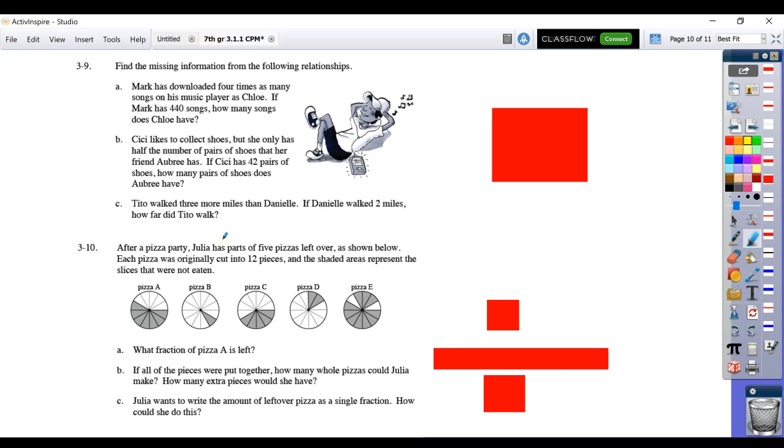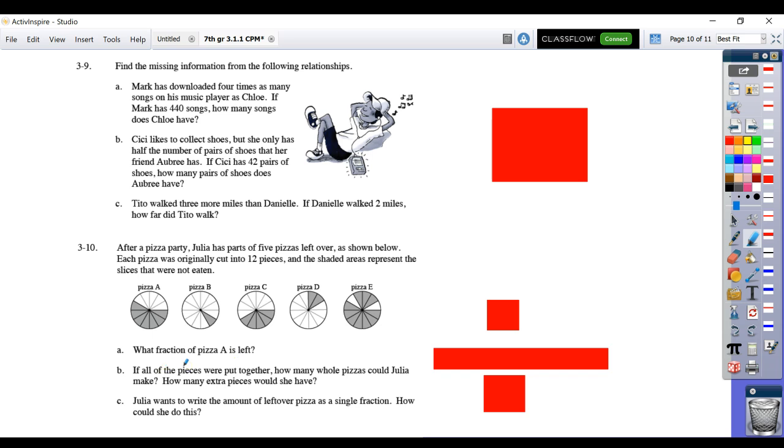For 3.10, it says, after a pizza party, Julia had parts of 5 pizzas left over. Okay, so this is what's left over, this, and this. Each pizza was originally cut into 12 pieces, and the shaded area represents the slices that were not eaten. So A, what fraction of pizza A is left? So what would that be as a fraction?